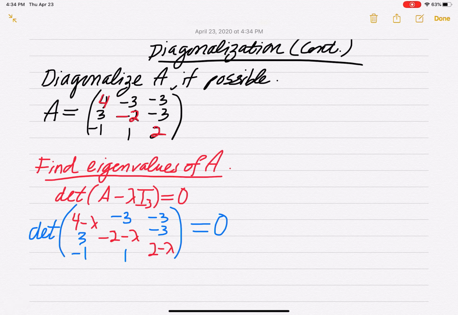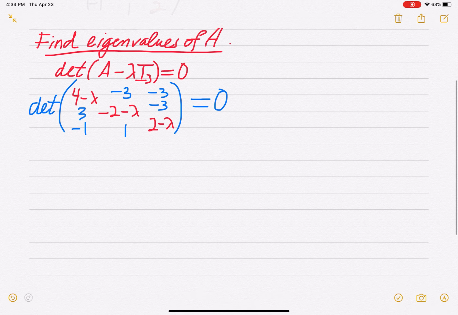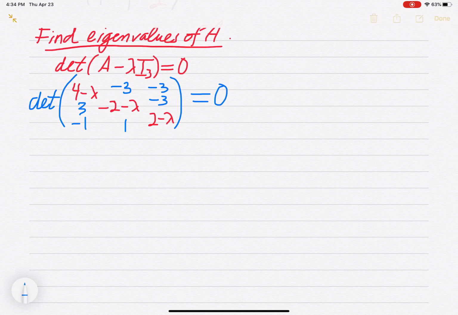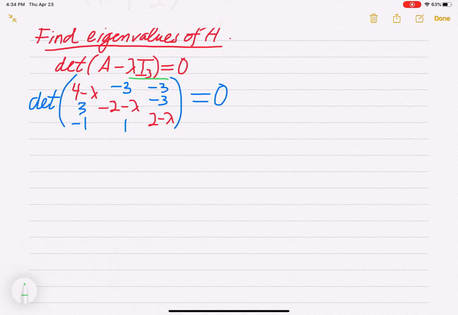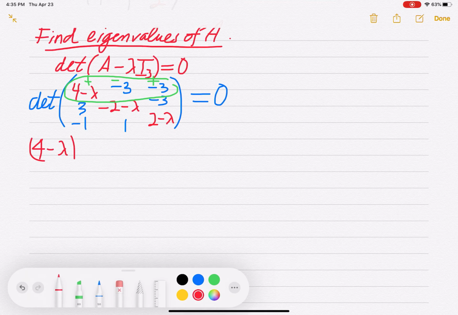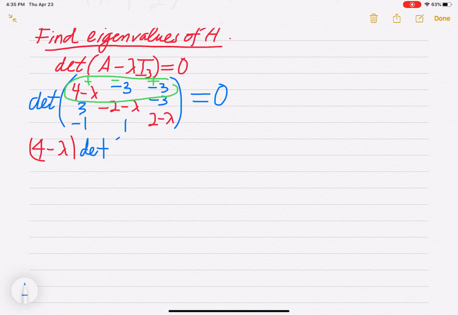All right, so I have to calculate this determinant. This determinant is not the easiest determinant in the world to compute. It's going to be a little bit of work. So shall we expand across the first row? Let's do it. We're going to have a plus, a minus, and a plus here. I'm going to start off with 4 minus lambda. I'm going to take a determinant of a submatrix. So I will cover up the first row, first column.